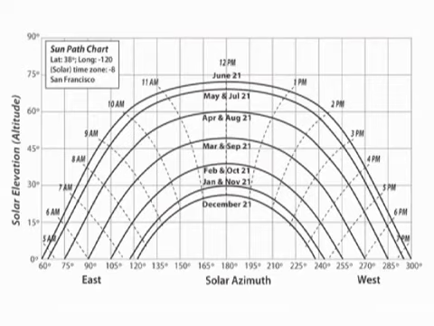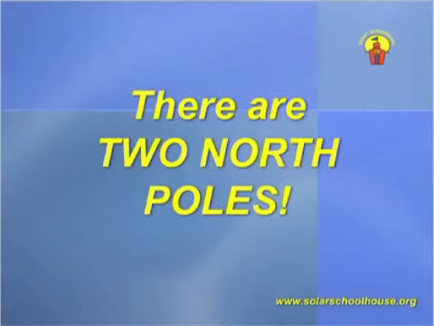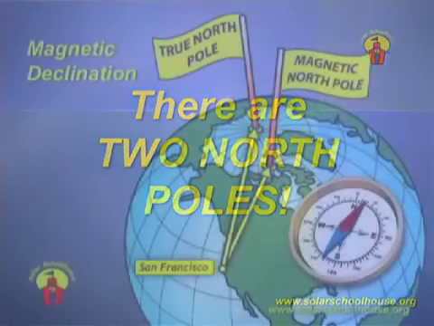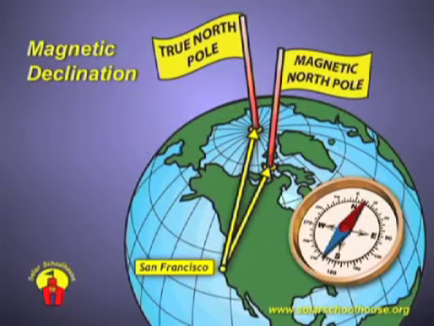Just align the compass needle with north on the compass rose, and the other end of the needle points toward south. But remember, it doesn't point toward true south. There are actually 2 north and 2 south poles. A compass needle points to magnetic north, not true north. Magnetic north is a location in northern Canada. True north is one end of the axis around which the Earth rotates. The difference between true and magnetic north is called magnetic declination.